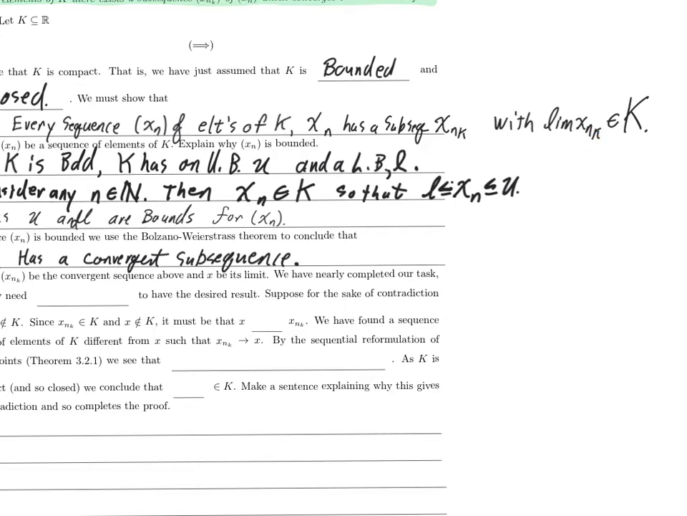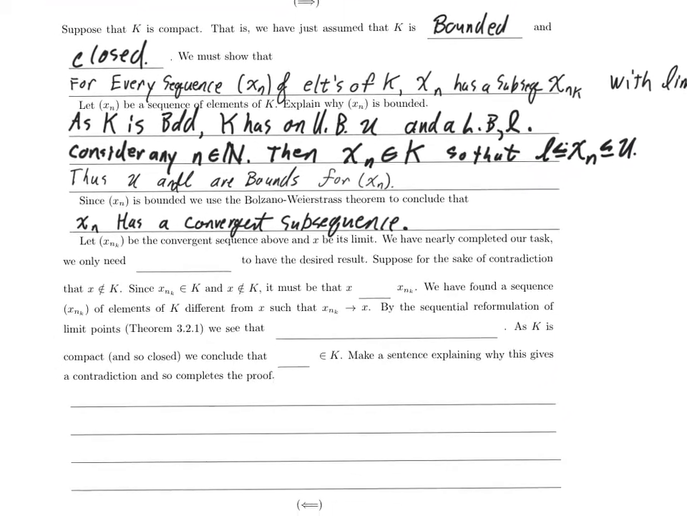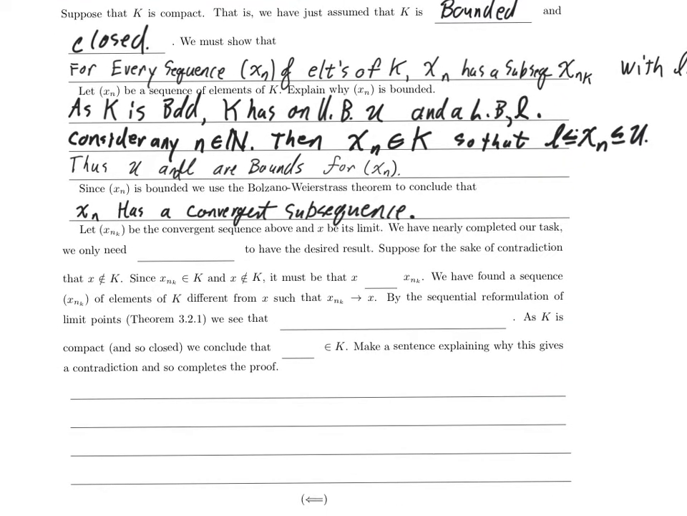And what do I have right now? Well, I considered any sequence, so I'm proving something is true for every sequence x_n of elements of K. I found that there exists a subsequence which converges. All I need to show is that the limit is in the set K. So let's do that. Let's let x_{n_k} be that convergent subsequence. Let's let x be its limit. I'm nearly done. All I need to show is that x is in K.